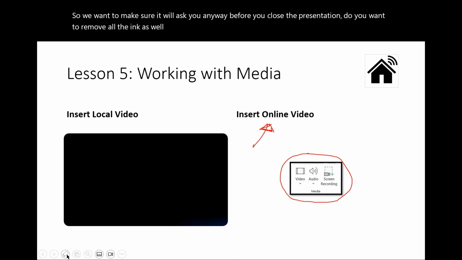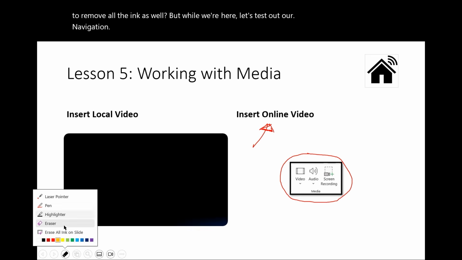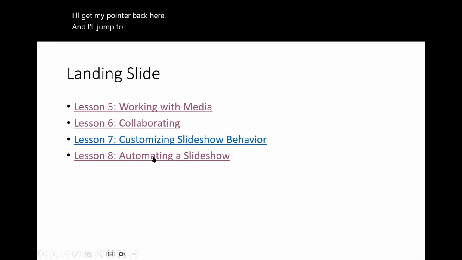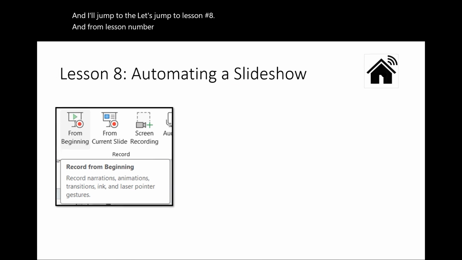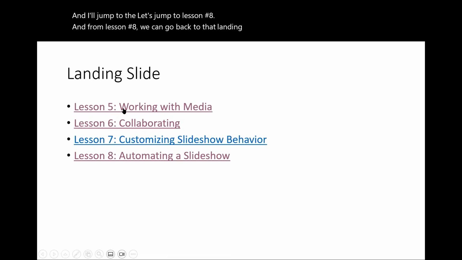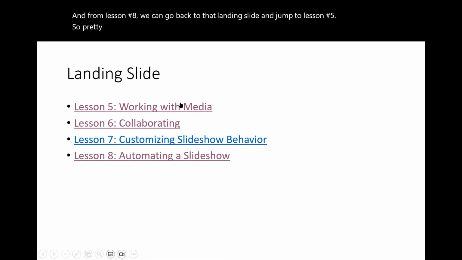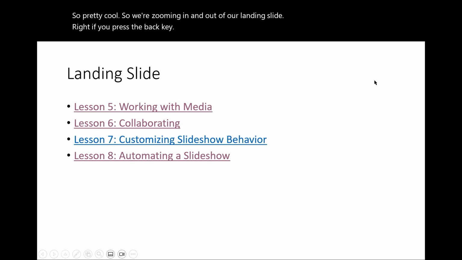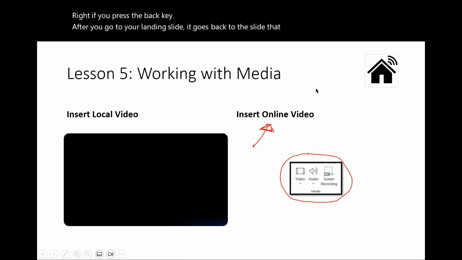But while we're here, let's test out our navigation. Right. I'll get my pointer back here and I'll jump to lesson number 8. And from lesson number 8, we can go back to that landing slide and jump to lesson number 5. So pretty cool. So we're zooming in and out of our landing slide. Right. If you press the back key after you go to your landing slide, it goes back to the slide that you were on before here as well.